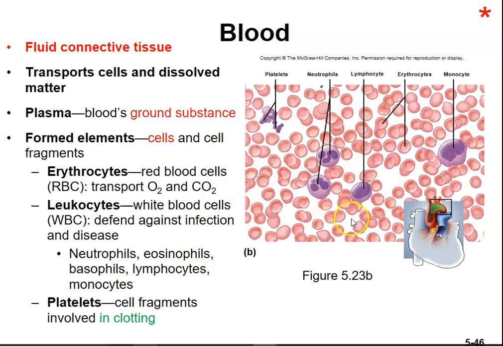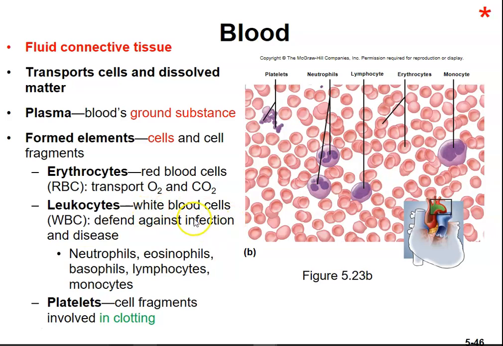Blood is another type of connective tissue. Blood is a fluid connective tissue. Bone is calcified connective tissue. Blood can transport oxygen, carbon dioxide, nutrients, and hormones. Blood has different types of cells in it. We have red blood cells, which transport oxygen and carbon dioxide. We have white blood cells called leukocytes. Those cells defend against infection and disease.